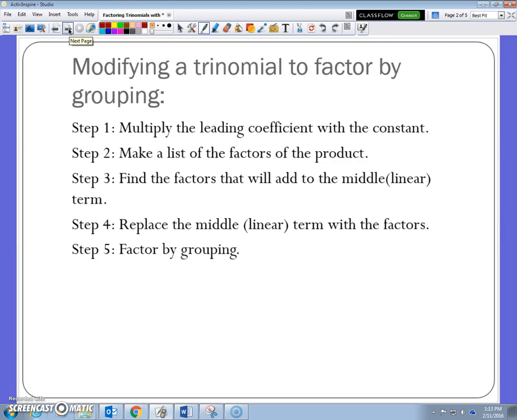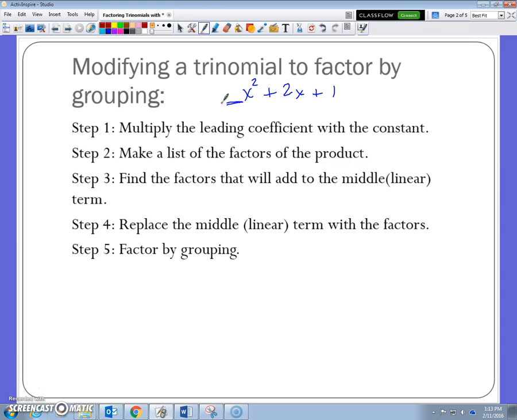Okay, so what we're going to do is we're going to modify the trinomial, meaning the three terms. Okay, so we're going to have like an x squared plus 2x plus 1, but instead of just being like that, what we're going to do is we're going to have a number in front of x squared, so everything's going to change a little bit. And so what we're going to do is we're going to change three terms into four terms.